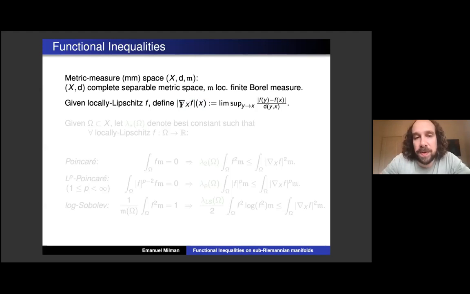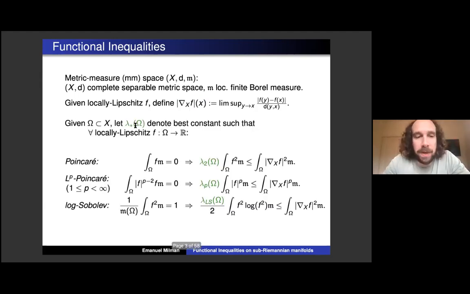I'm using this very suggestive notation, the length of the gradient, but remember there's no differentiable structure here. This is just convenient notation, but of course, if we're in the smooth setting, if you're in a Riemannian manifold, then this would exactly correspond to the Riemannian length of your gradient.